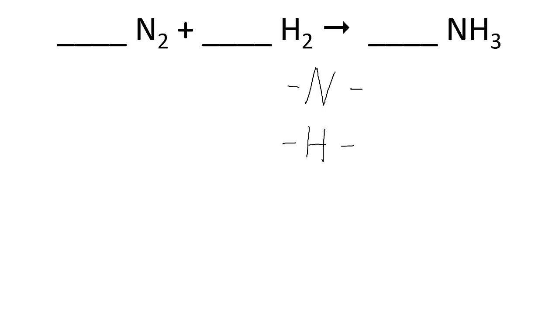Once you've written that, then you ask yourself how many of those atoms are on the left and how many are on the right. So there are 2 nitrogens on the left and 2 hydrogens on the left. Then there's 1 nitrogen on the right and 3 hydrogens on the right. So I can tell quickly that these molecules are not balanced.